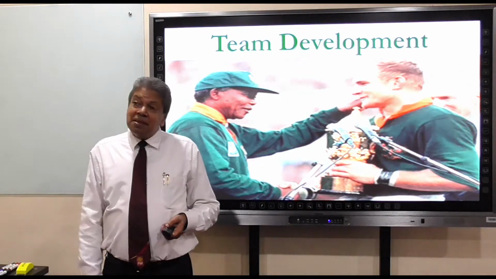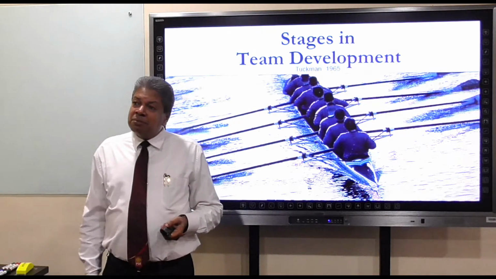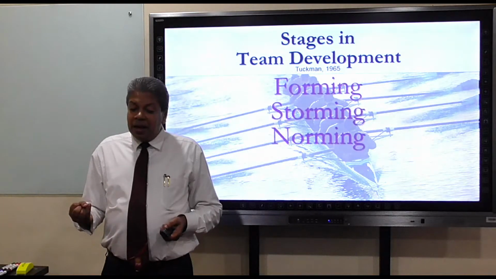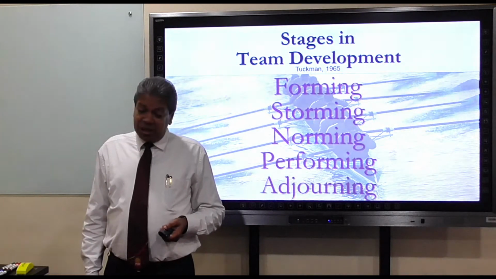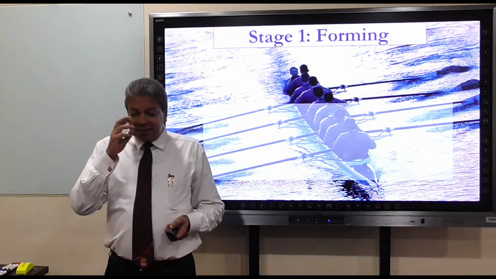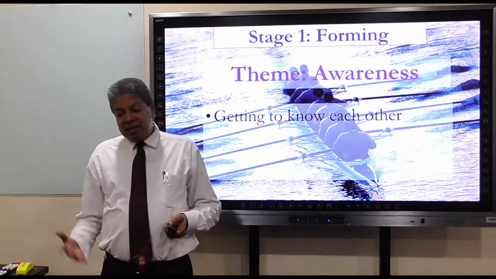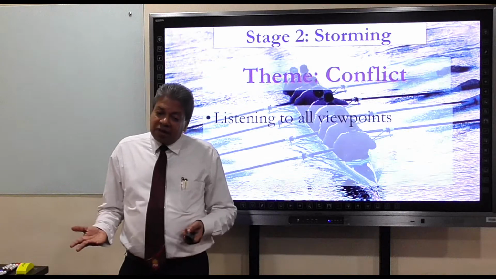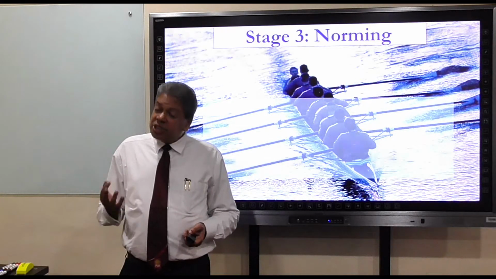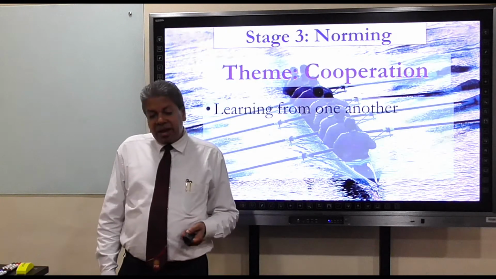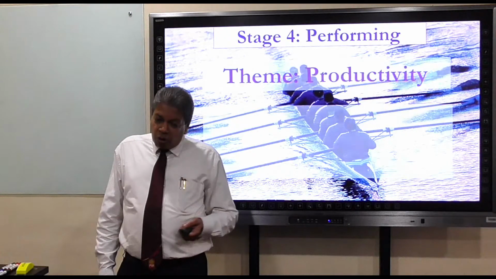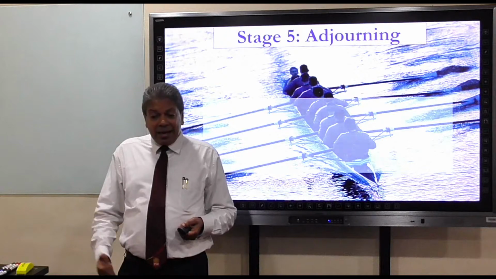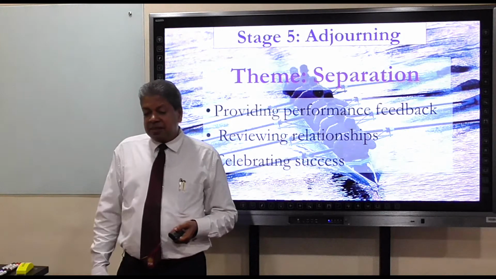And then we had team development, stages in team development by Bruce Tuckman: forming, storming, norming, performing, and adjourning. And we went into each in detail. Stage 1, forming, theme is awareness, what are the things you need to do. Stage 2, storming, theme is conflict, what are the things you need to do. And stage 3, norming, theme cooperation. Stage 4, performing, theme productivity. Stage 5, adjourning, theme separation, so what are the things you need to do.